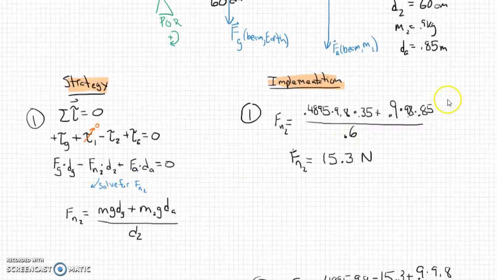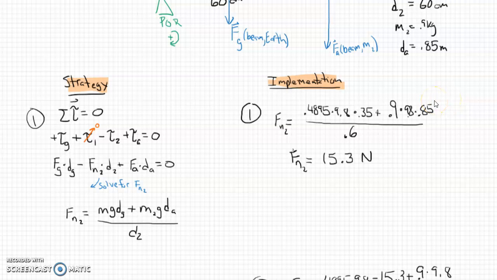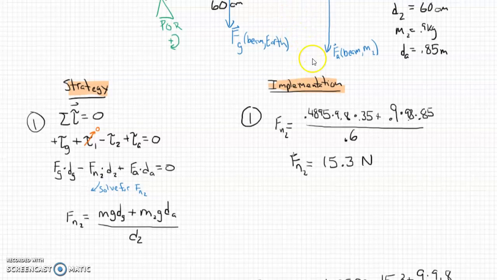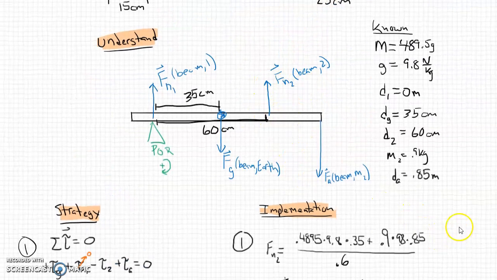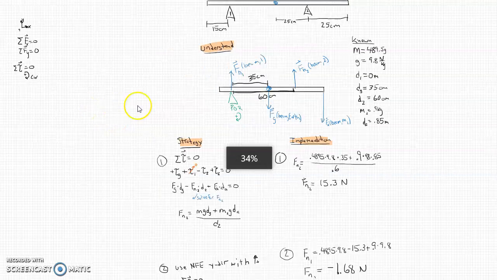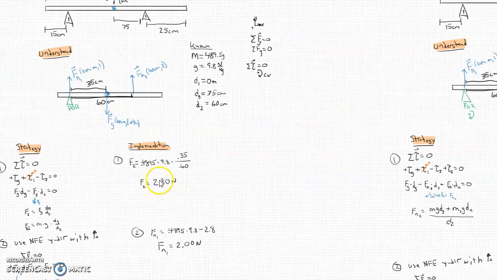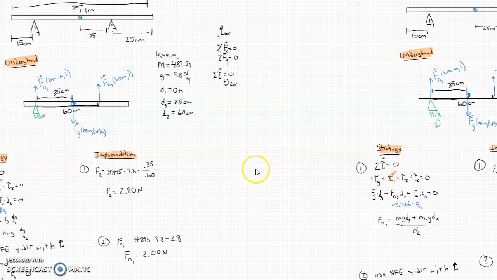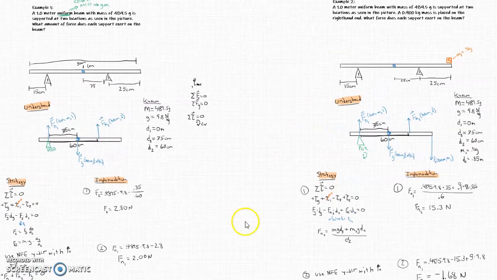Okay, here we are, we're back, and I've just implemented my strategy. When I solve for the normal force 2, that's the support here on the right-hand side, I actually end up with about 15.3 newtons. Now, let's compare that to when we solved this before. Before, it was actually only 2.8 newtons. Let me zoom out so we can see this whole thing on here. But only 2.8 newtons. Now, let's think about why that even makes any sense.